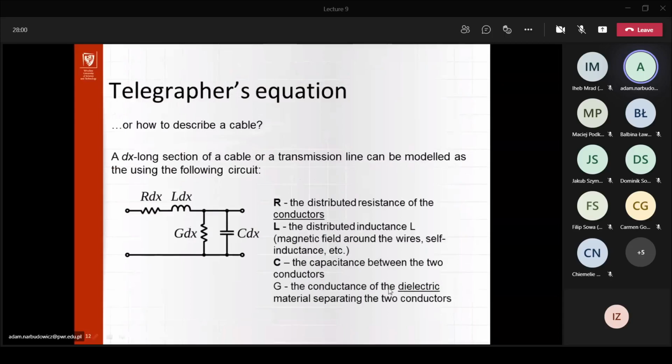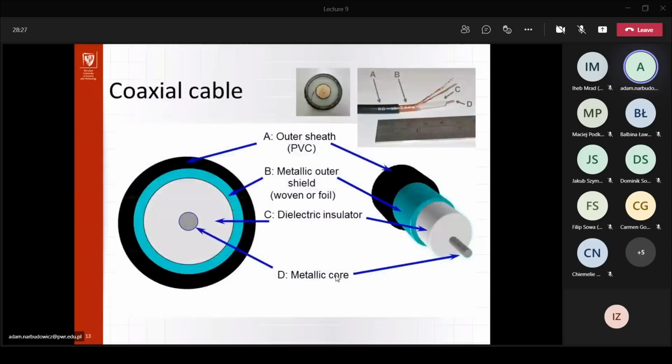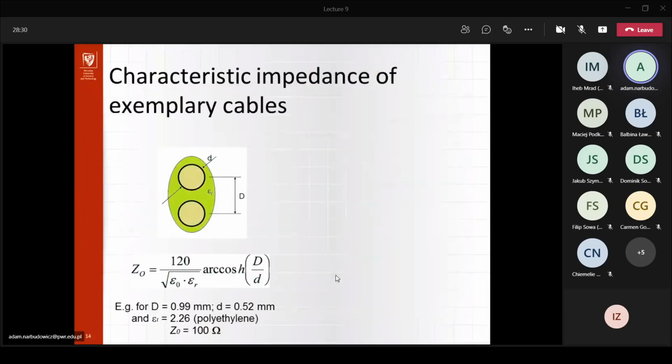And finally, the conductance. This is simply the fact that the dielectric material separating the two conductors is not perfect. So if there are any imperfections, there might be some current flowing between the two conductors. It should usually be very small, but it may happen.